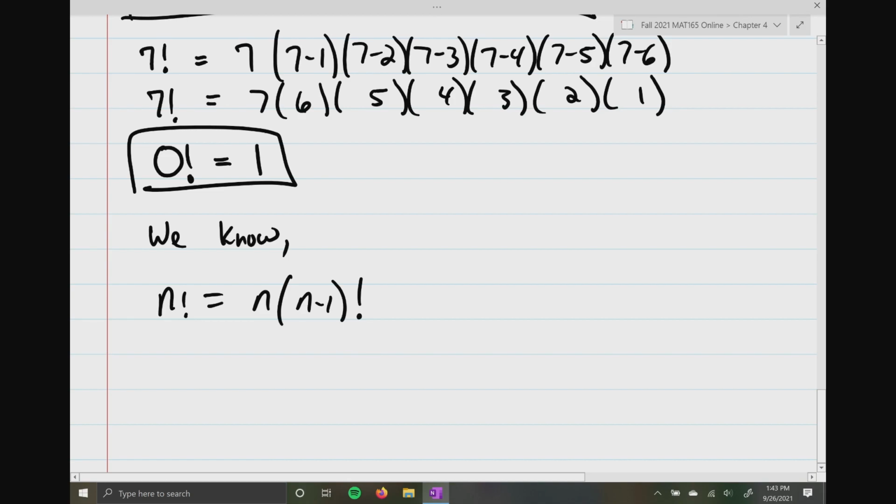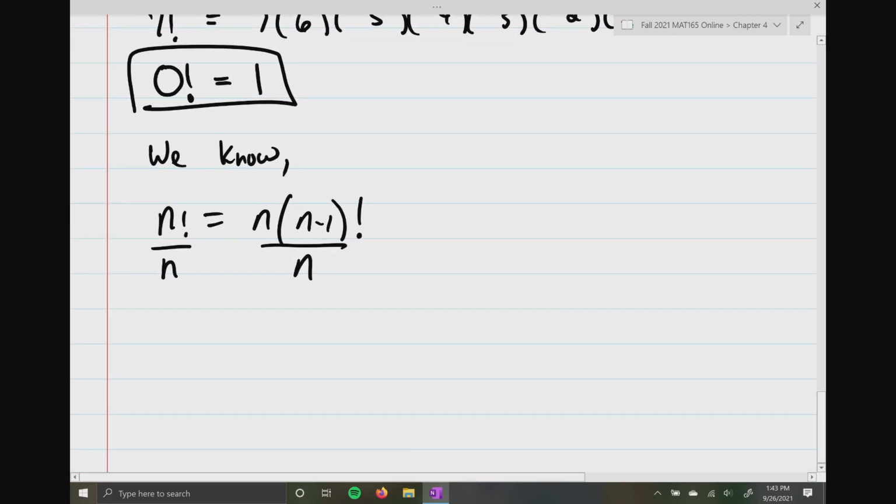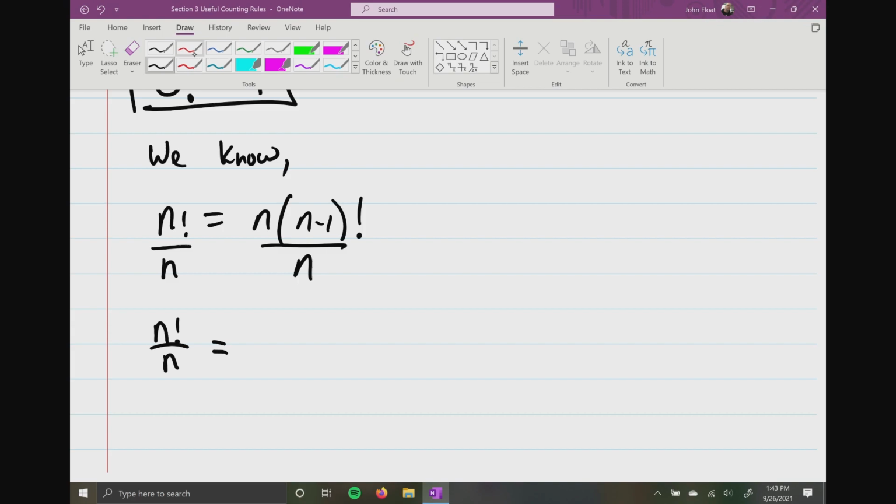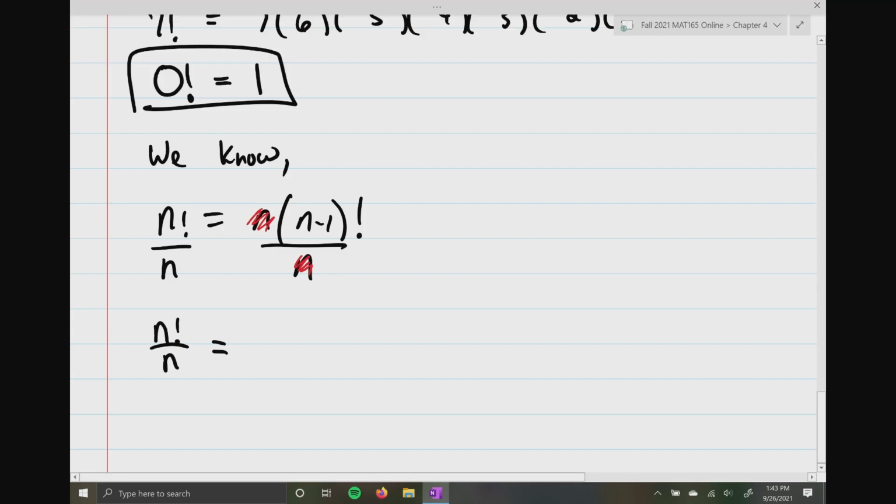Now, there is one special rule in mathematics. It's called the division property of equality, but basically, you know what this rule is. Whatever you do to one side of the equation, you do to the other side of the equation. So, I can divide both sides of the equation by n if I want to. Now, on the left-hand side of the equation, you get n factorial divided by n. However, on the right-hand side of the equation, notice that the n's reduce. And you're going to be left with n minus 1 factorial.